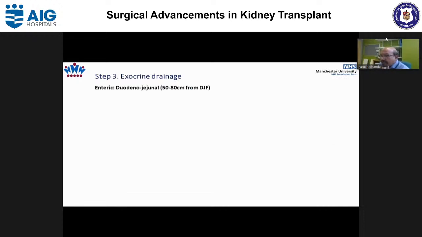Next comes the exocrine drainage. So in order to be as physiological as possible, and some of the patients, particularly as Dr. Bipin asked about patients with pancreas exocrine insufficiency, we try to do the anastomosis as high in the bowel as possible. So I tend to do duodenojejunal anastomosis 50 to 80 centimeter from the DJ flexure.